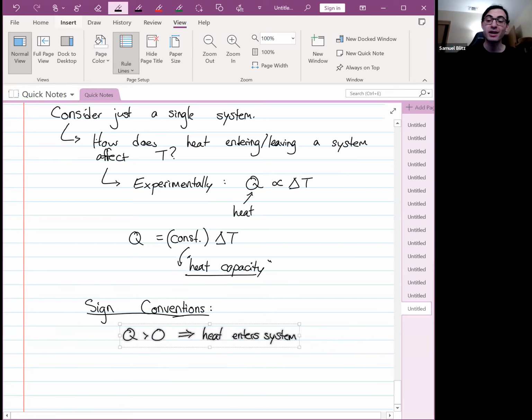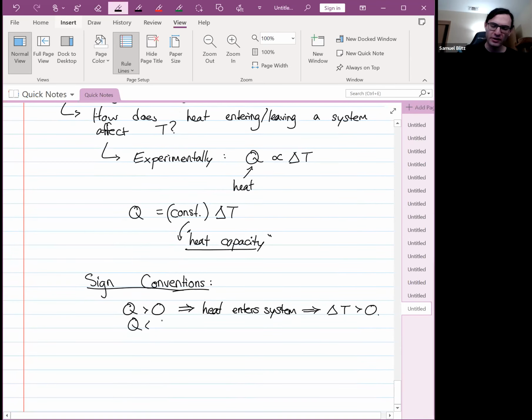Now, if you've taken chemistry, you may have used a different convention. By the way, heat entering the system corresponds to delta T being positive. So we don't have a negative sign here, which is to say that if the final temperature is higher than the initial temperature, then the system had positive heat, meaning that energy entered the system. Conversely, if the heat is negative, this means that heat exits the system, which means that the temperature goes down. The final temperature is lower than the initial temperature.